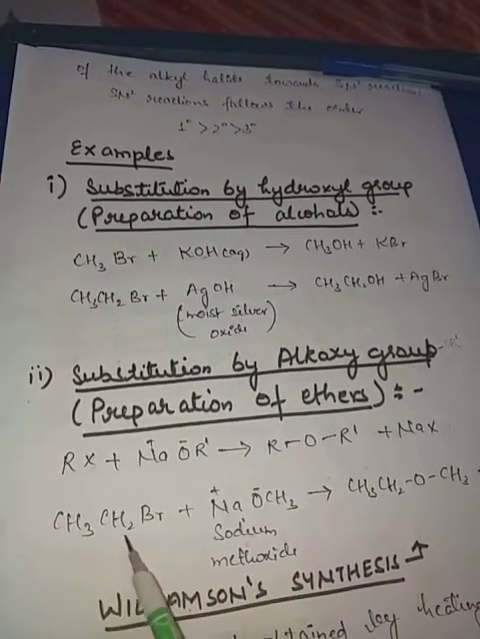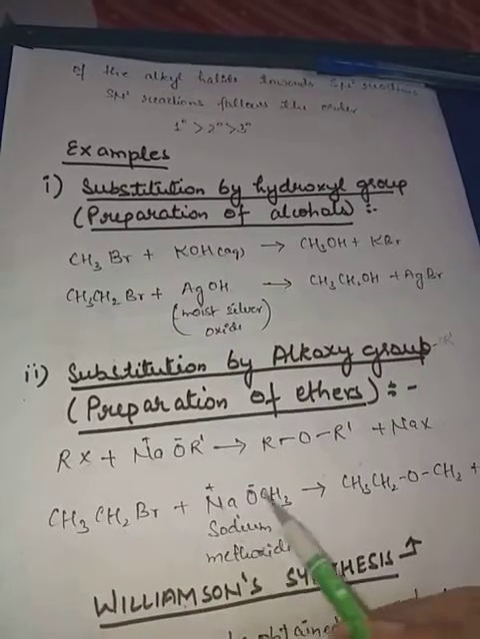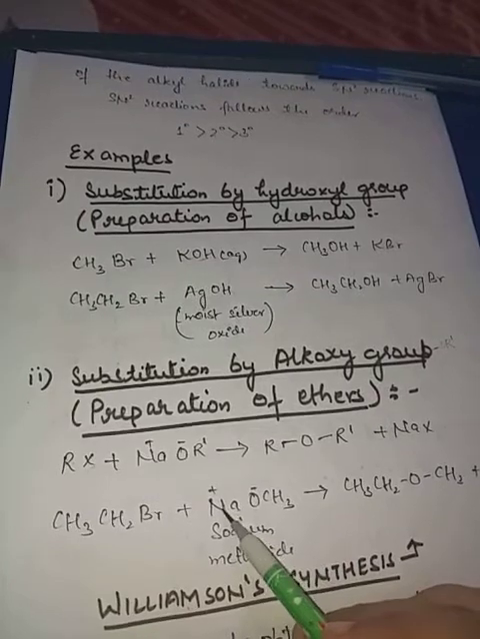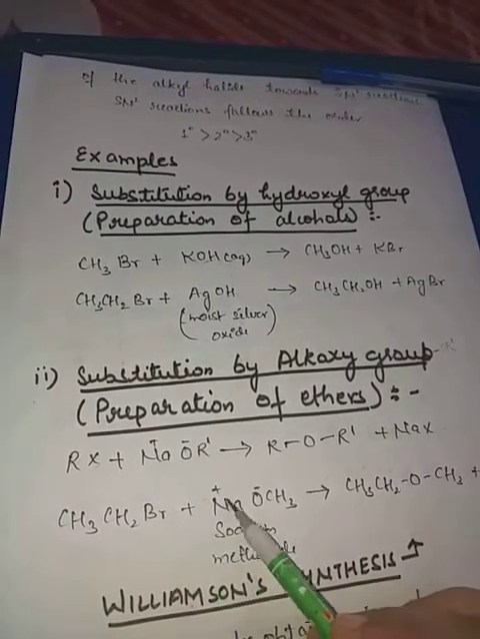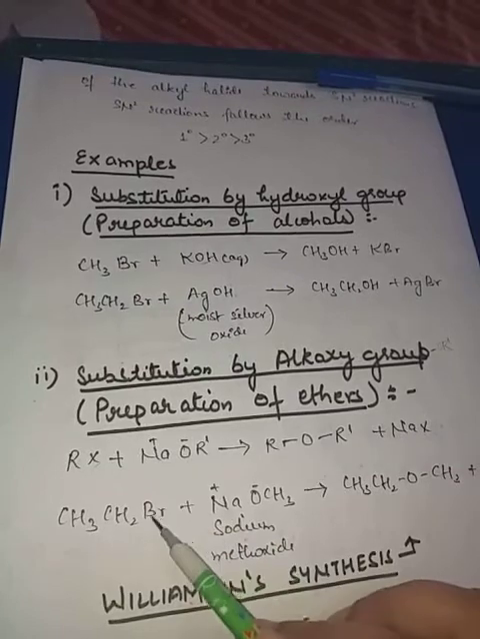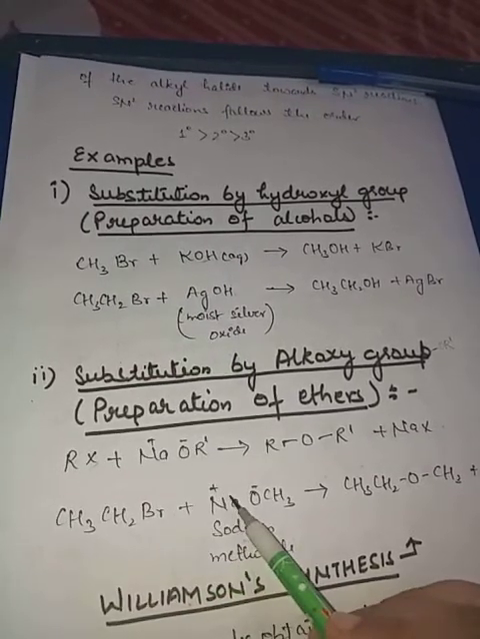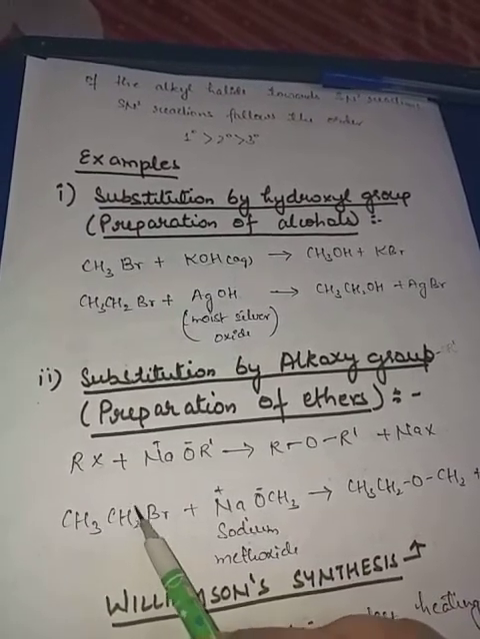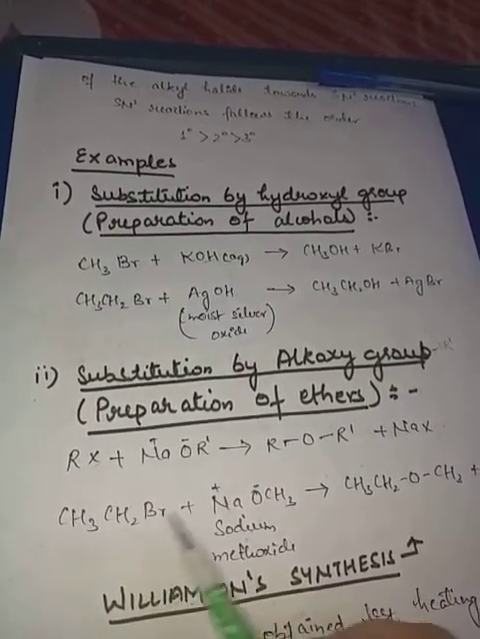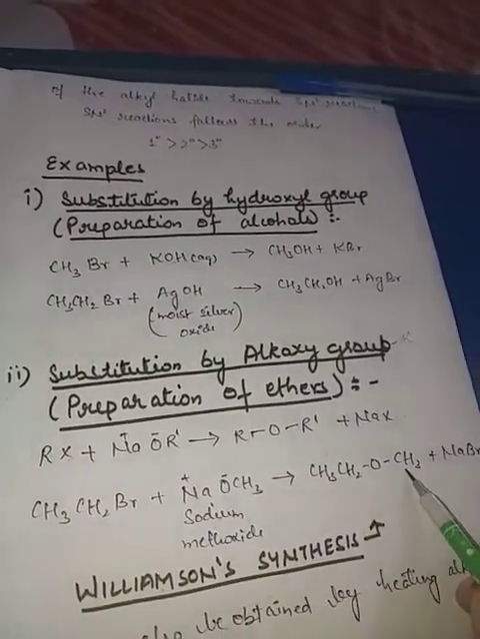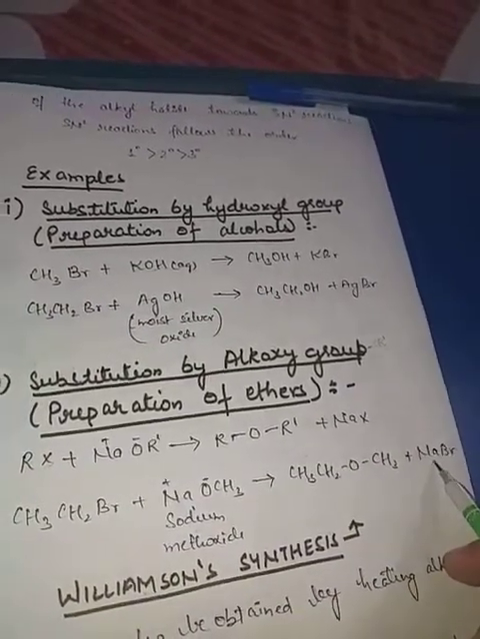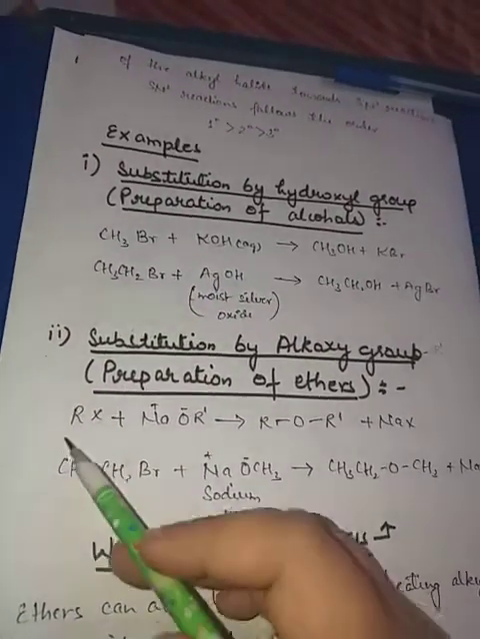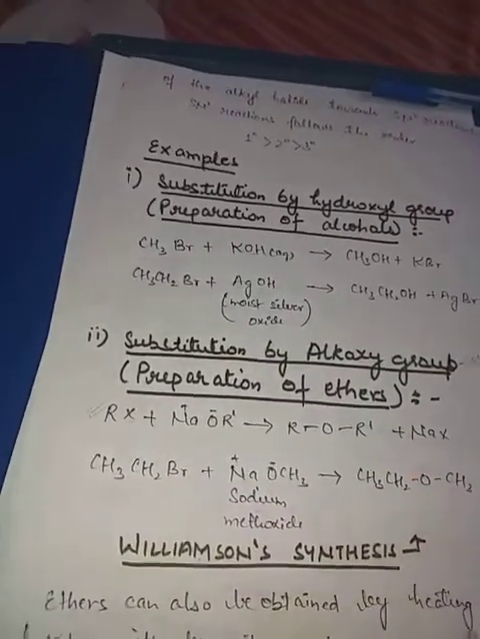Example: CH3CH2Br will combine with sodium methoxide. This Na will combine with Br to form NaBr. This is positive, this is slightly negative. They both will combine to form NaBr, and this OCH3 will be attached with this carbocation. So we will get this ether along with the formation of NaBr. And this reaction is called Williamson's synthesis.